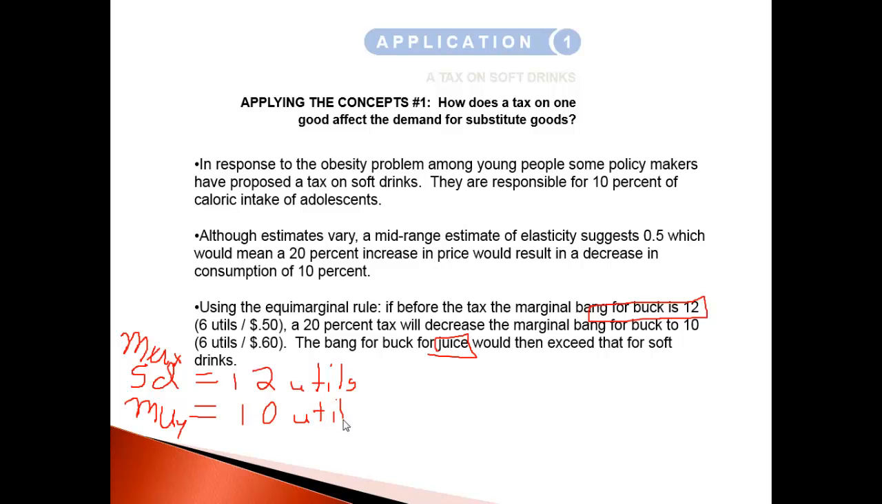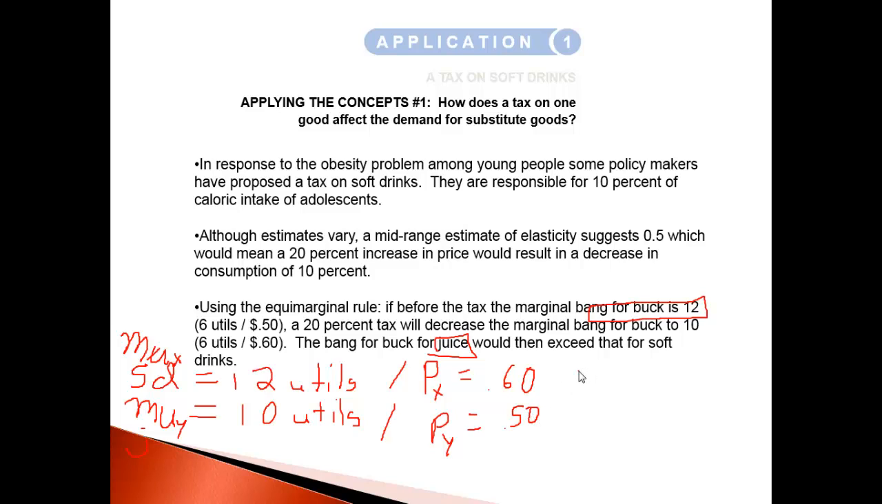I know this isn't going exactly with what the application says, but there's a reason for it. And let's say that the price of good X was 60 cents, and the price of good Y, or the juice, so we'll call this one juice right here. This is the soda drink, and this is juice, equals 50 cents. So how do we set this up?